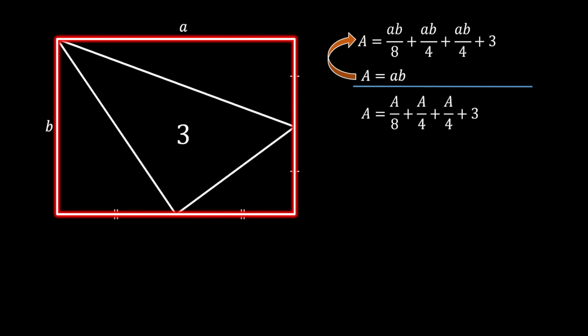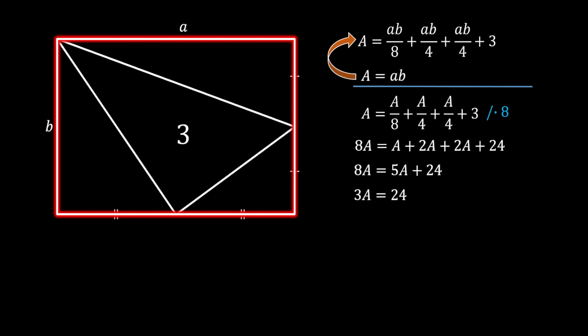From here, the process is basically the same as in method number 1. We're first going to multiply everything by 8 to get rid of the fraction. We're going to group the common terms, and we will get that 3a equals 24, which means that the area of the entire rectangle equals 8, and again we have our solution.